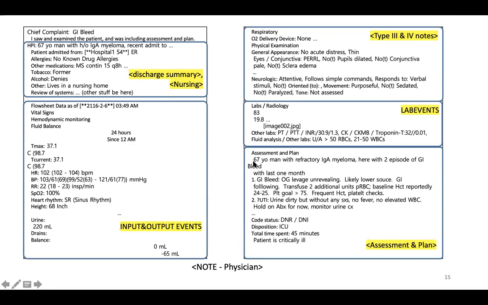So you can read this one. It is written by the physician: a 67-year-old man with refractory IgA myeloma, and so on about the condition of the patient, and then the plan is to do something like, where is the plan? Yeah, here. Is it abdominal X-ray? I'm not really sure what ABX is for now. Monitor urine CX. So these are all abbreviations.